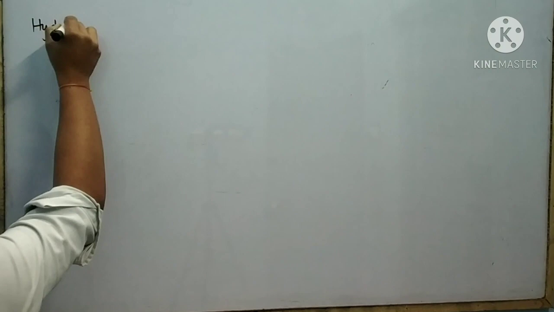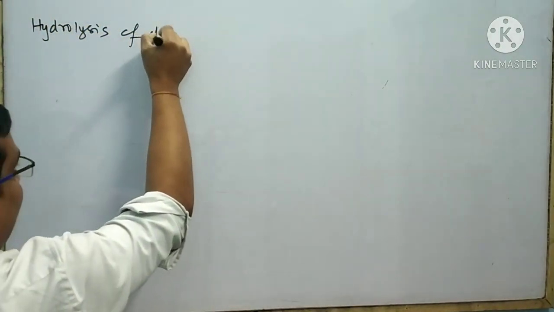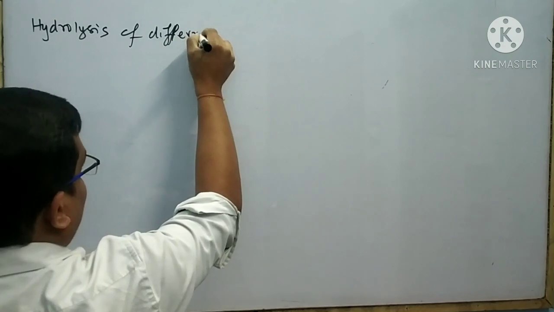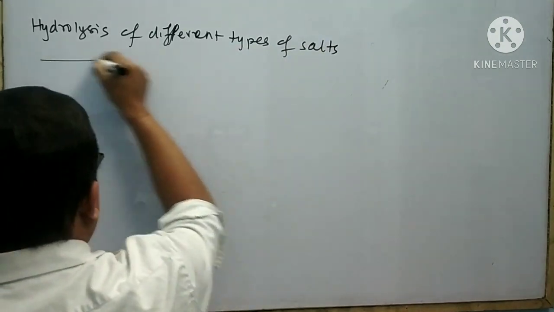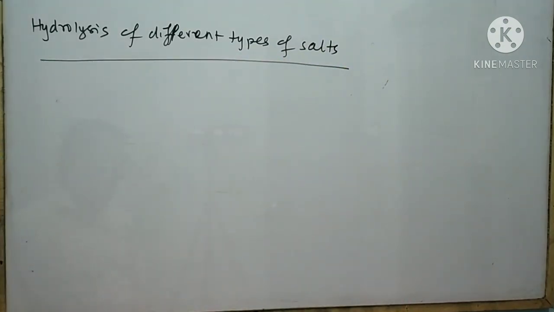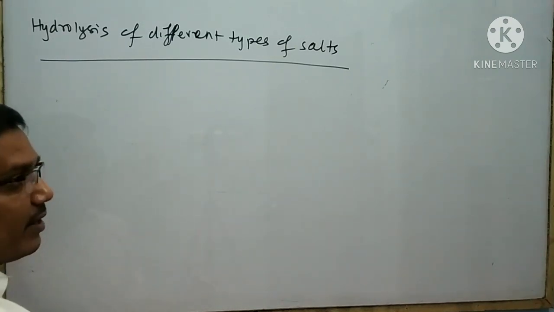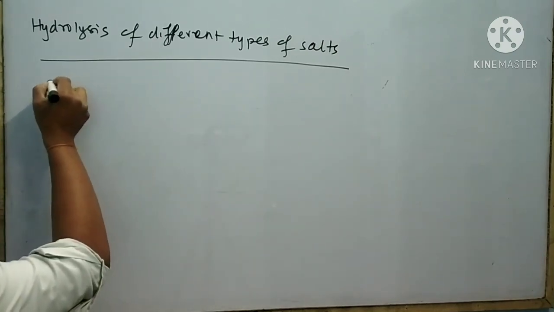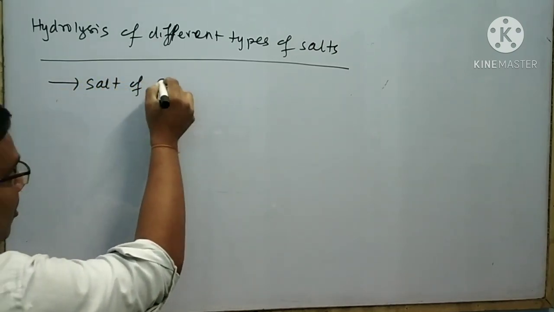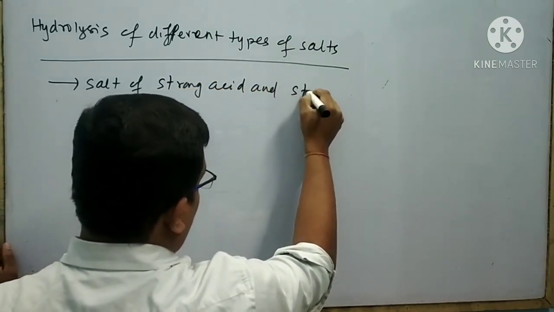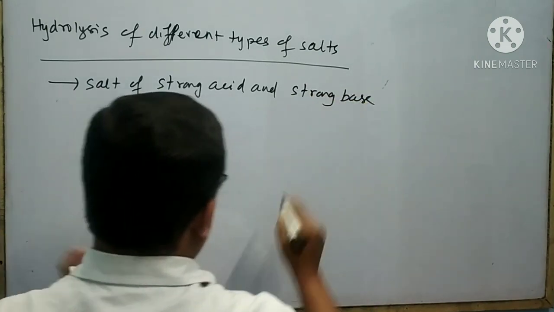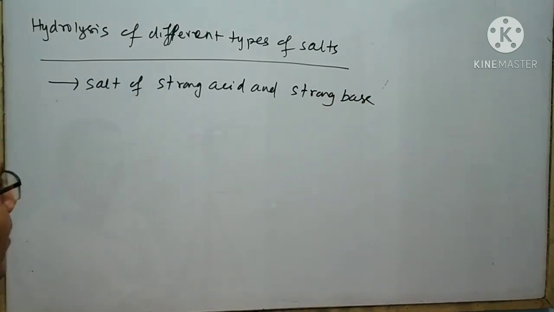Now I want to explain about the hydrolysis of different types of salts. Before going to hydrolysis of different types of salt, I want to explain something about the different types of salt. There are different types of salt. Number one is salt of strong acid and strong base. That means such types of salts are generally made by the reaction of strong acid and strong base.